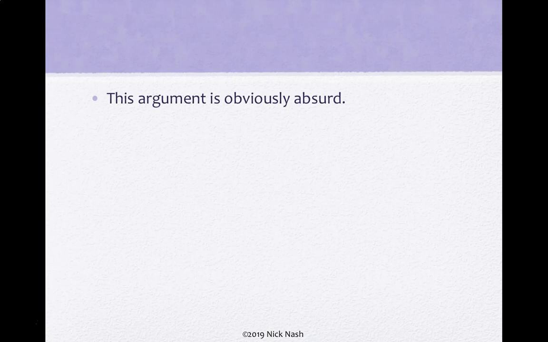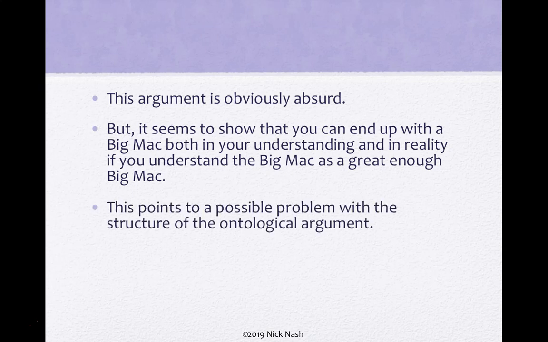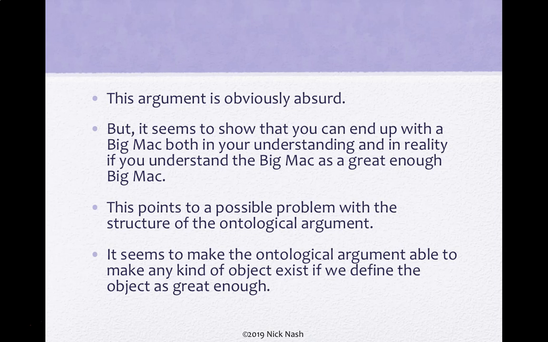But look, this argument is obviously absurd. As much as I love it deeply, it's an absurd argument. But it seems to show that you can end up with a Big Mac, both in your understanding and in reality, if you understand the Big Mac as great enough. Okay? So this points to a possible problem with the structure of the ontological argument. It seems to make the ontological argument able to make any kind of object exist if we define the object as great enough.